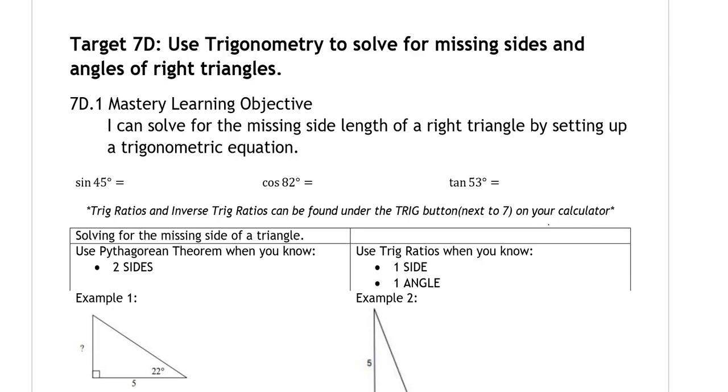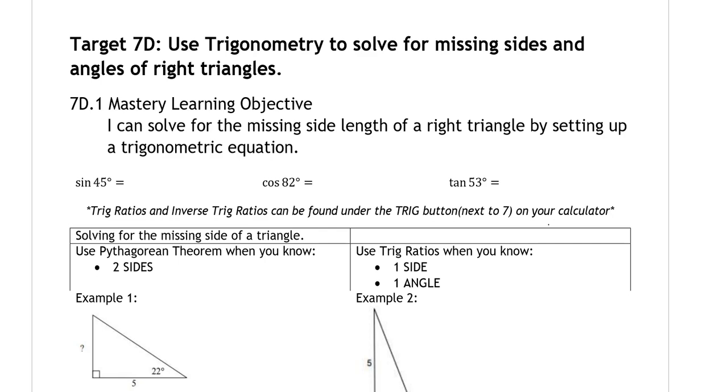All right, we're now looking at target 7D, last target for this unit. So, our last target is kind of putting everything we've been doing with SOHCAHTOA and Pythagorean's theorem together for real-world problems. So I want to solve for missing sides and angles of a right triangle. I can solve for the missing side length of a right triangle by setting up a trigonometric equation.